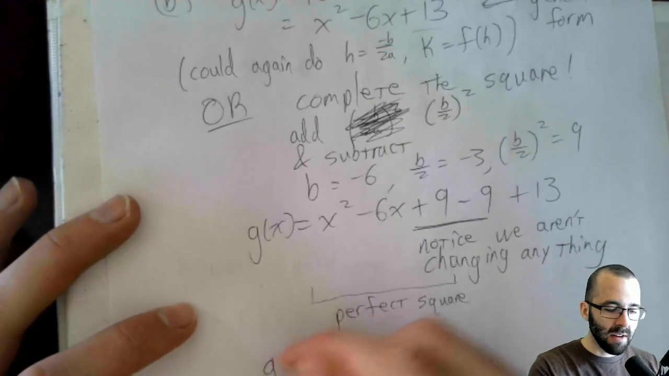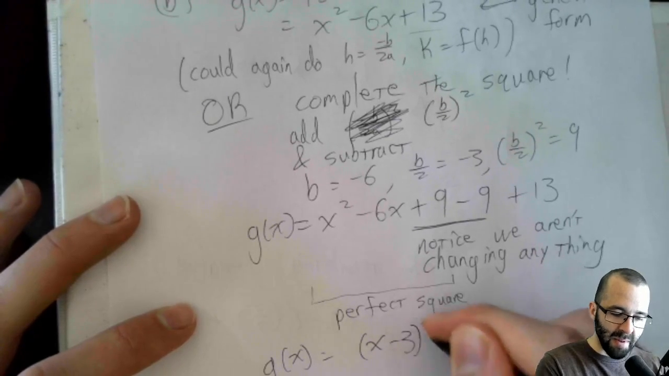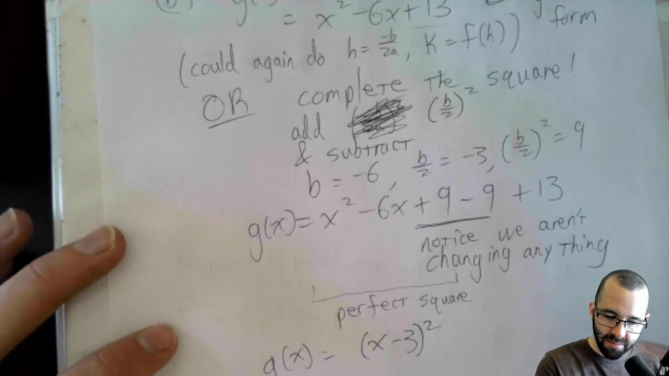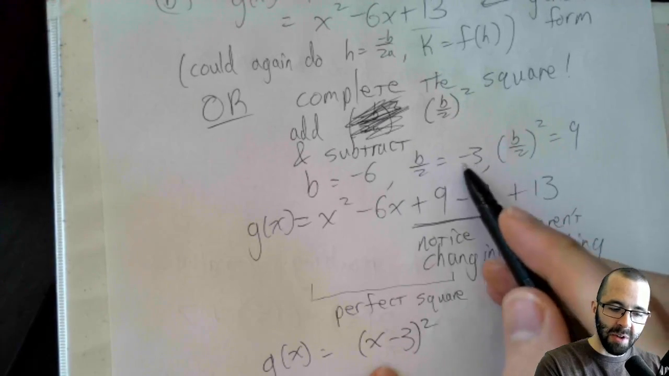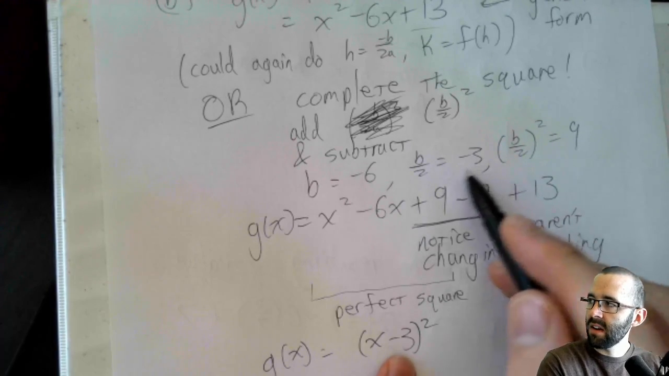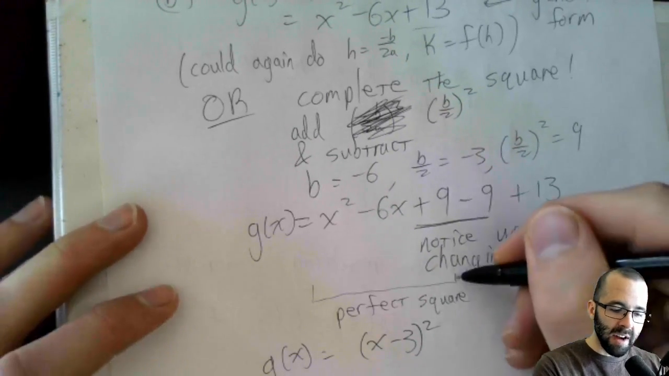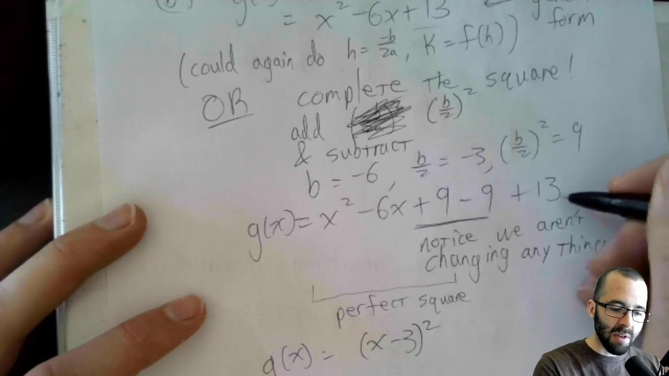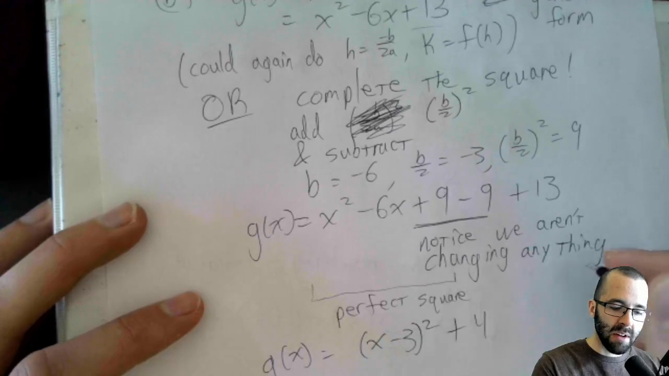How does it factor? Well, it becomes x minus 3 squared. Remember, every time you complete the square, it's always going to be that b over 2 that's on the inside. Negative 3, negative 3. And then all that's left over, if we factor the first three terms, is these last two terms. Negative 9 plus 13 is plus 4.